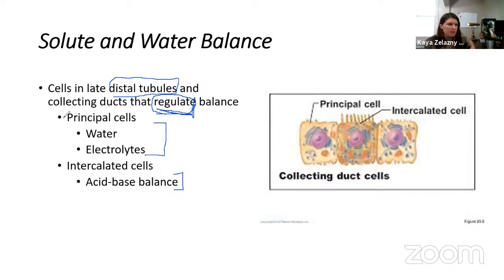So the principal cells are here. This is looking at a collecting duct cell, but it would look similar in the late distal tubules.